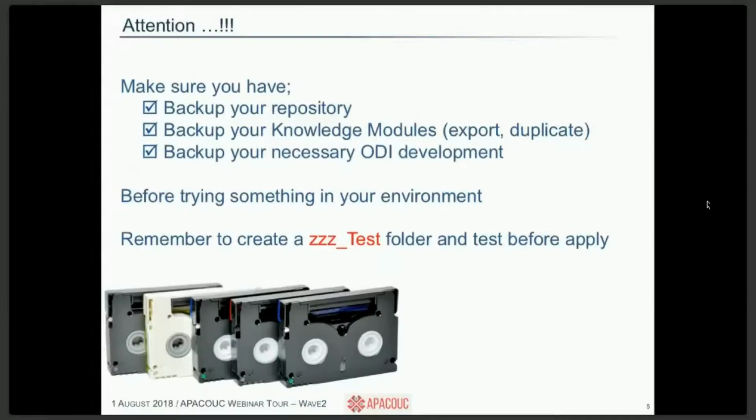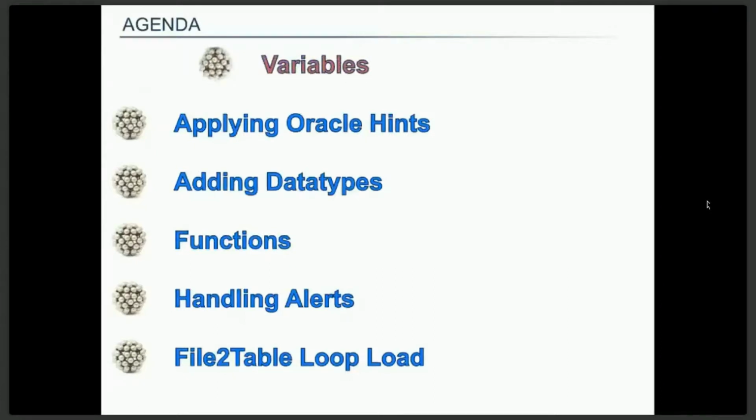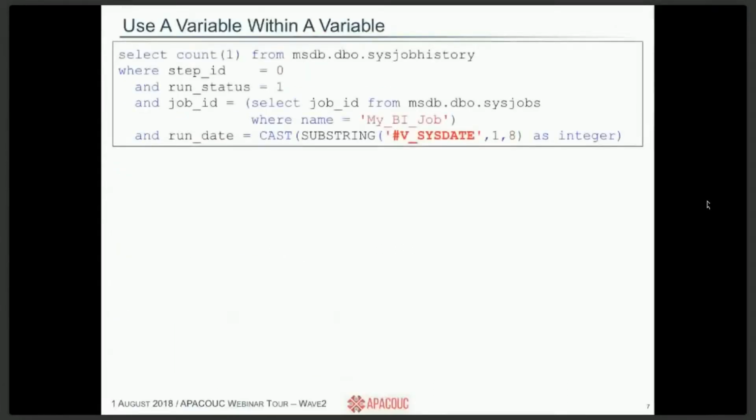So here's today's agenda. I know it looks like we will talk about 6 topics, but there are lots of things inside. Let's start with some basics about variables, where you can use an ODI variable within another variable. As you can see here, this is something from Microsoft SQL Server, which is sysjobhistory related with sysjobs, and you submit something from Oracle.